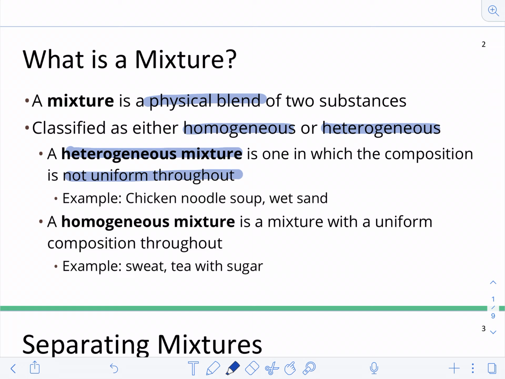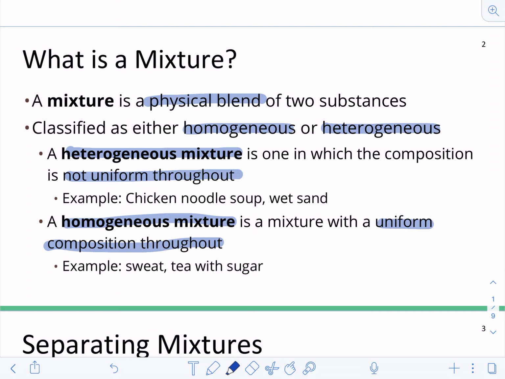The next type of mixture is a homogeneous mixture. This is a mixture that does have a uniform composition throughout. So homogeneous, there is a uniform composition throughout. This would be the same. If you put it in a beaker and took a sample from the top, the middle, and the bottom, every sample would look very similar.